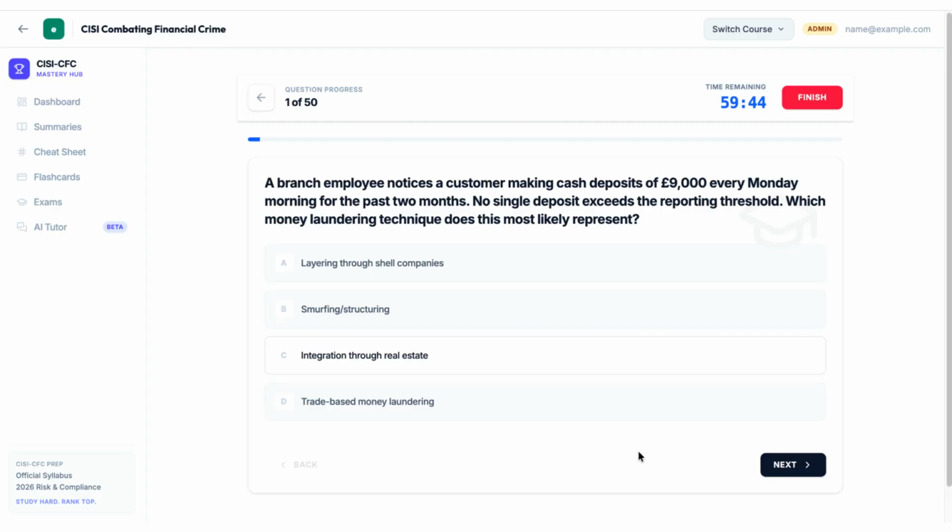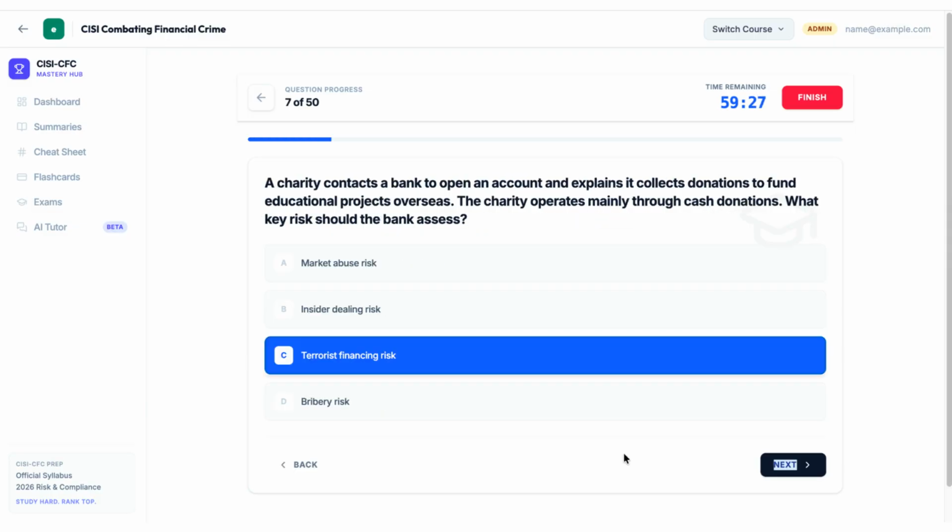During a mock exam, you face scenario-based questions. The interface clearly displays question progress and remaining time, helping you manage your pacing. Here is another example of a scenario-based question, testing your knowledge of key risks, such as terrorist financing risk in the context of charity donations.